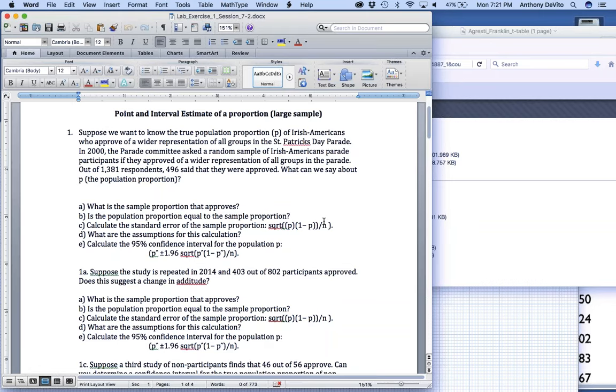They do now, yeah. Okay, suppose we want to know the true proportion of Irish Americans who approve of a wider representation of all groups in the St. Patrick's Day Parade. In 2000, the parade committee asked a random sample of Irish American parade participants if they approved of wider representation. Out of 1,381 respondents, 496 said that they approved.